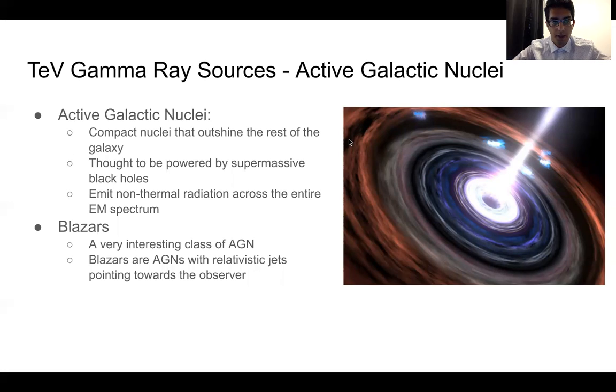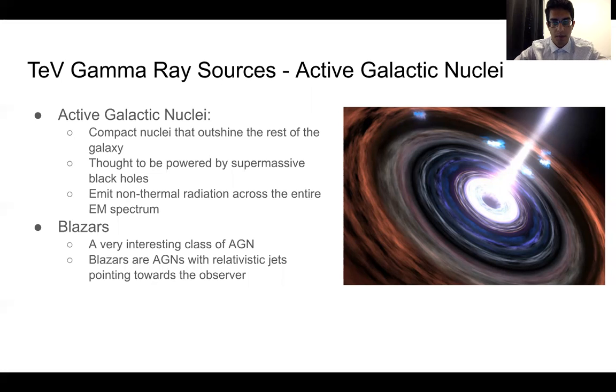So the specific TeV gamma ray sources that we look at through Veritas are usually active galactic nuclei. And active galactic nuclei are basically compact nuclei that outshine the rest of the galaxy. So they're very, very bright, and they're thought to be powered by supermassive black holes in most cases. And these AGNs emit non-thermal radiation across the entire electromagnetic spectrum, including the gamma ray spectrum.